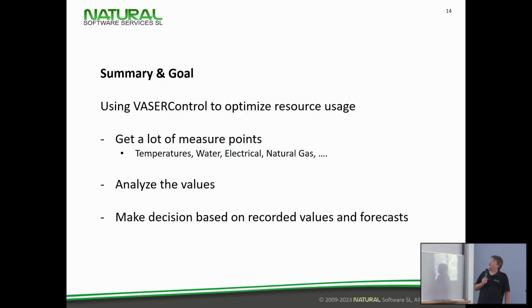Okay, so using phasor control to optimize your resource usage in a house, it's just those 3 steps. Get a lot of values on what is really happening in the house. Get electrical meters also for your large appliances, large usages. And then log it in a database, analyze the values, and make the decision based on the recorded values.